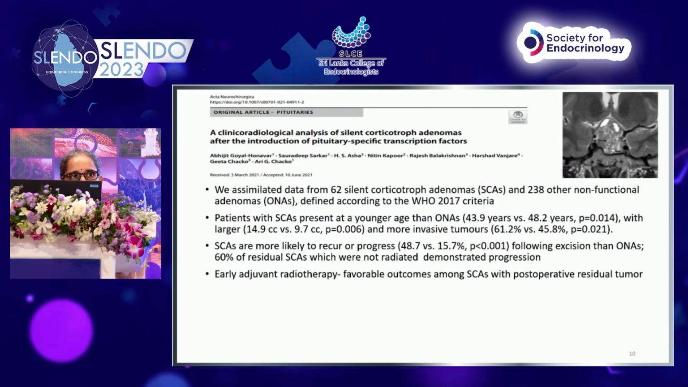So we also looked at our data on silent corticotroph adenomas and compared them with other non-functioning adenomas. We compared 62 silent corticotroph adenomas against the data of 238 other non-functioning pituitary adenomas and observed that silent corticotroph adenomas presented about 4 to 5 years earlier than the other non-functioning adenomas. They were larger at the time of presentation and more invasive, and also more likely to recur or progress following excision. And 60% of the residual silent corticotroph adenomas which were not radiated actually progressed to require further therapies.